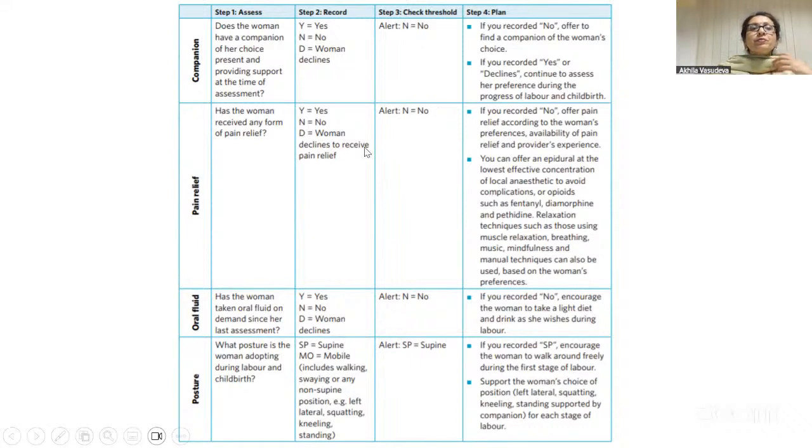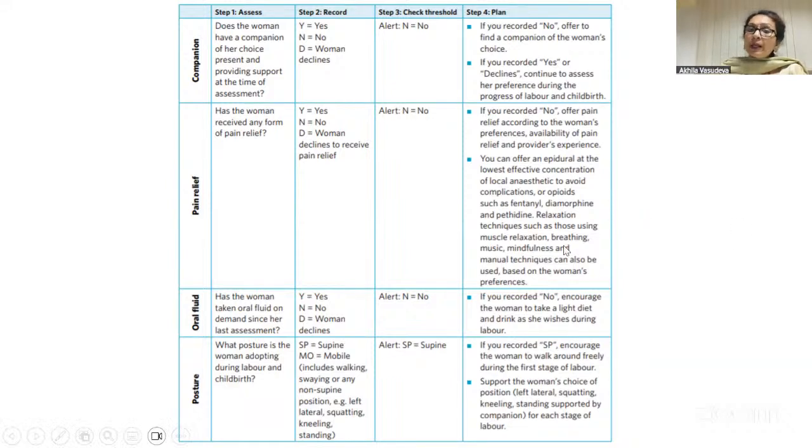Again, if she is not given any pain relief, that is an alert. So you should offer whatever possible pain relief in the labor room that you could offer in your setup. It may be epidural with the lowest effective concentration of local anesthetic. It may be an opioid analgesic like pethidine, fentanyl. It can be at least a tramadol. I know of some labor rooms who are very freely giving Entonox.